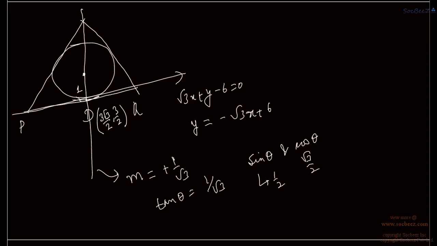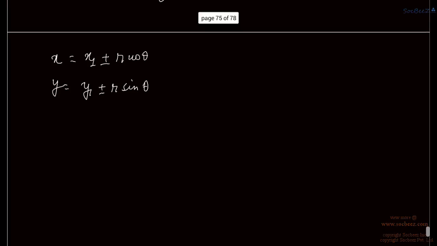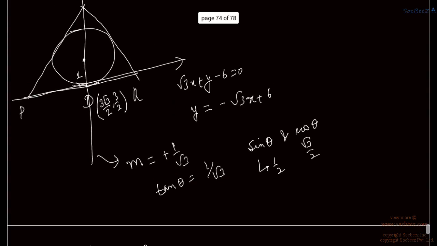So we will be using the parametric equation of a straight line. The parametric equation of a straight line tells us that x is equal to x1 plus or minus r cos theta and y is equal to y1 plus or minus r sin theta. Plus when we are finding one point and minus when we are finding the other point, because there are 2 points which are 1 unit away from this point. There is a point here as well as a point here. So both are 1 unit away.